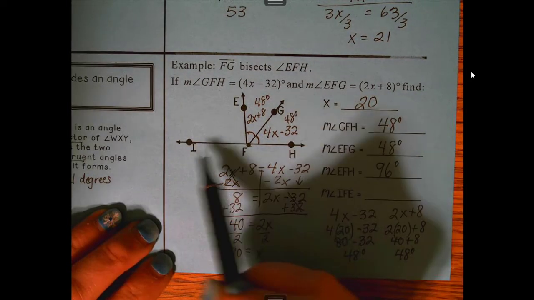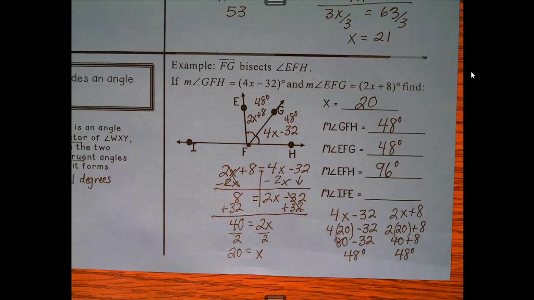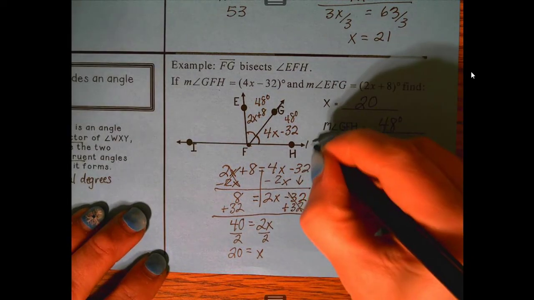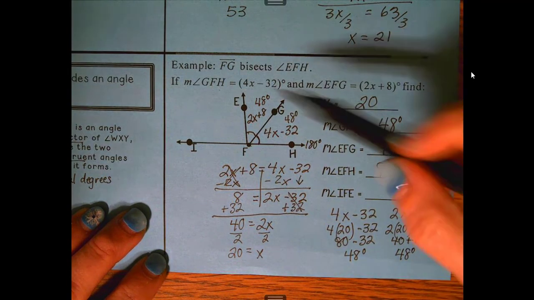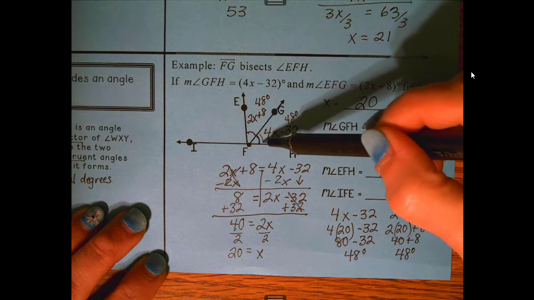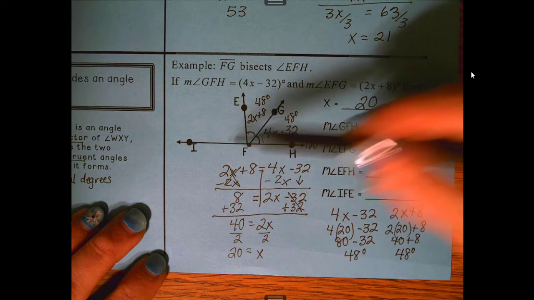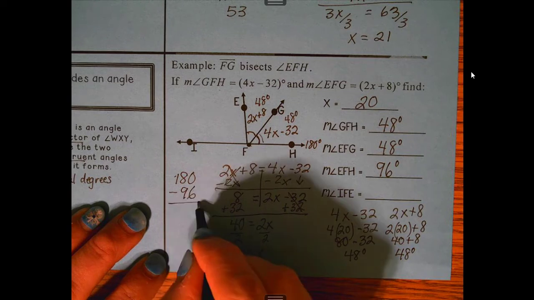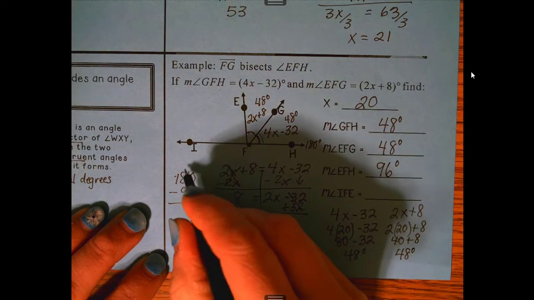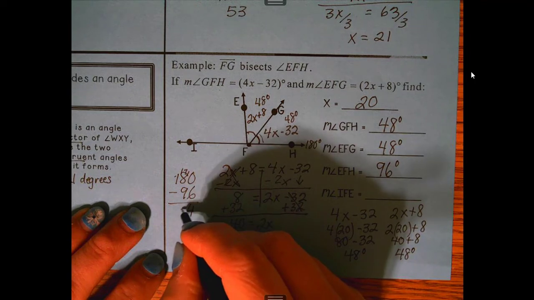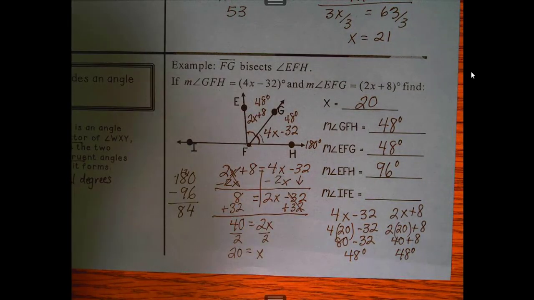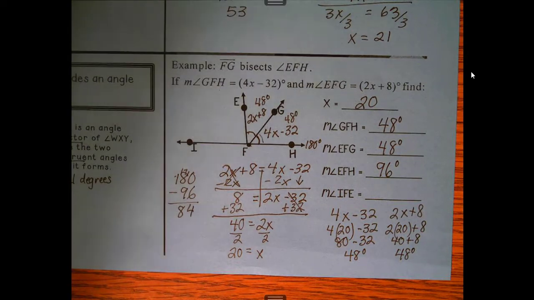All right, so the last one is IFE. And we know from the other day, a straight line is how many degrees? Think, think. Yes, it's 180 degrees. So if I've got 96 degrees here, how much more do I need to get 180? So I'm going to go over on the side here, 180 degrees minus 96. And I'm going to borrow here. And I believe it should be 84 degrees. So I'm going to type it in real quick just to make sure I've got that right. 180 minus 96. Yes, 84 degrees.